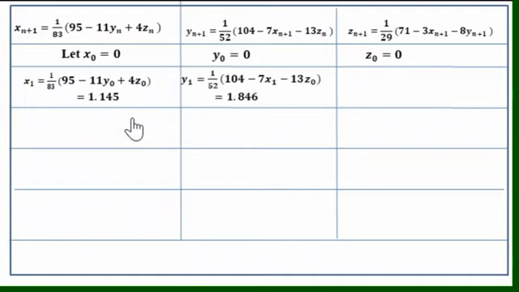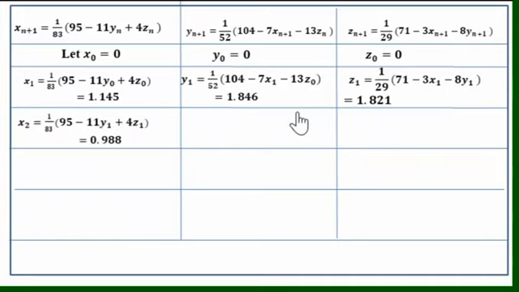Then calculate y1 by taking n equal to 0. y1 is 1/52 (104 - 7x1 - 13z0). Taking x1 equal to 1.145 and z0 equal to 0, y1 is 1.846. Then calculate z1, making use of these 2 values. The z1 formula is 1/29 (71 - 3x1 - 8y1). Put these 2 values in the right hand side, and z1 is 1.821.